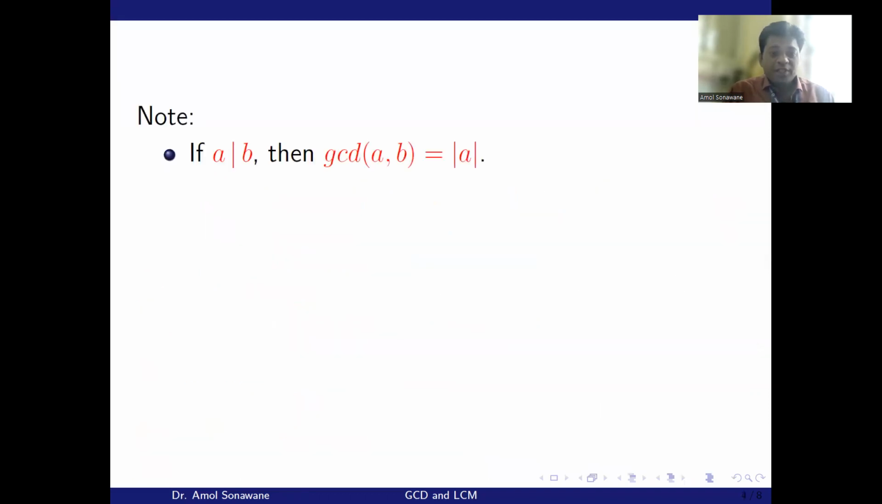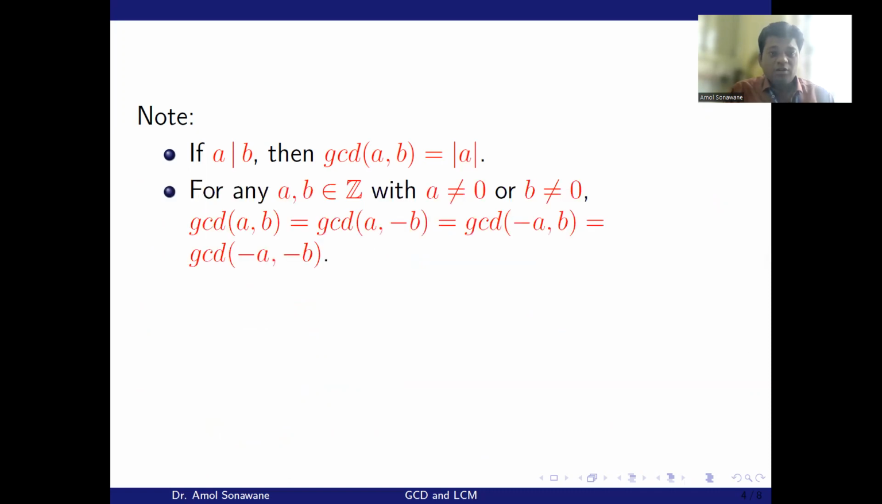Note that if a divides b, then GCD of a and b is mod of a. And for any two integers a and b with a non-zero or b non-zero, you can see that GCD of a and b is same as GCD of a and minus b. It is same as GCD of minus a and b, and it is same as GCD of minus a and minus b.